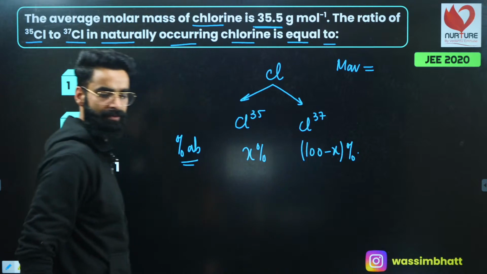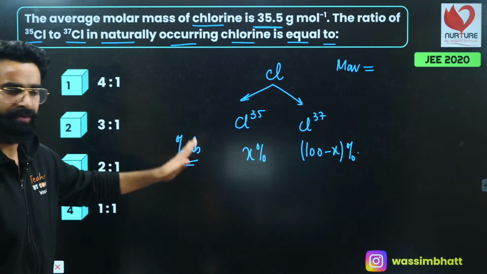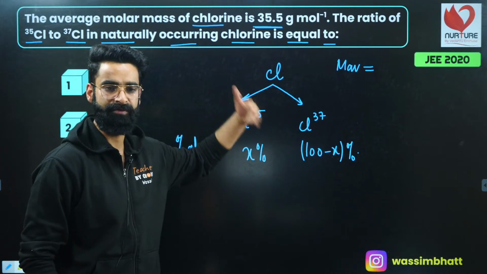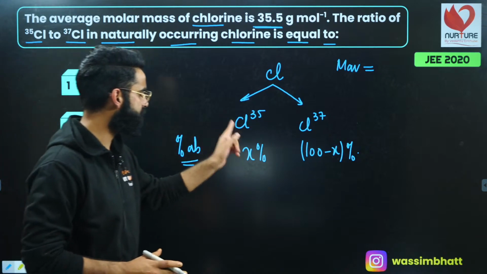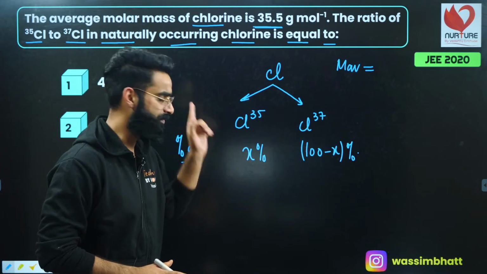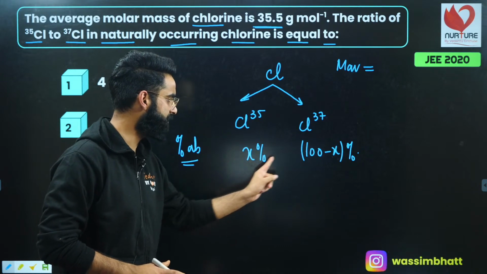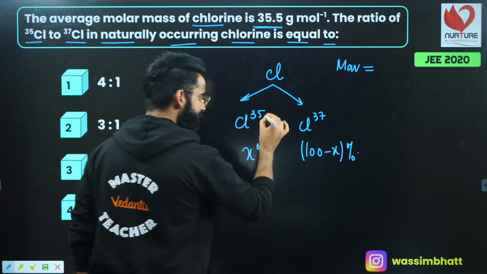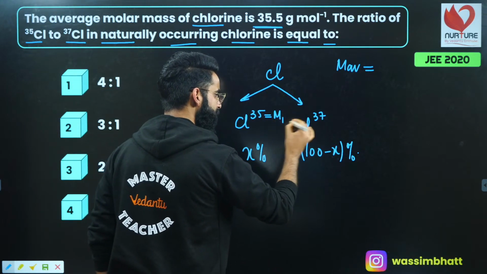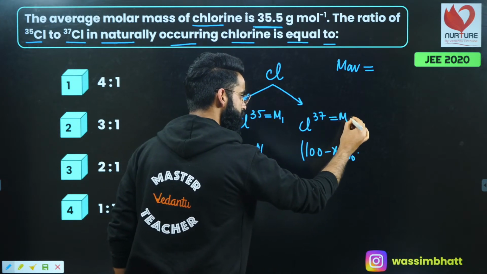Because we know, if you remember, the sum of percentage abundances of all the isotopes of a particular element is always equal to 100, right? So basically, I have two isotopes of chlorine whose percentage abundances I'm assuming to be X% and 100 minus X, right? Now people understand. I can call this value simply M1. I can call this value simply M2, right?